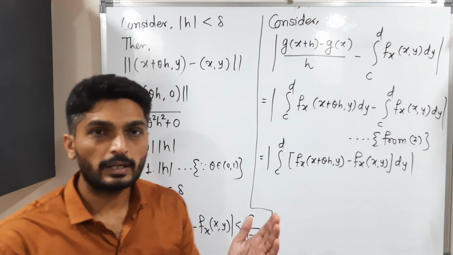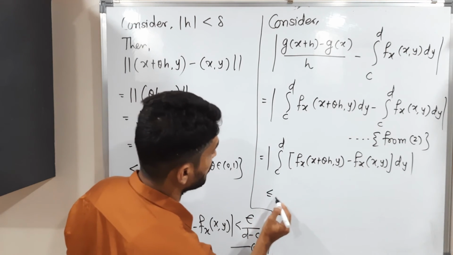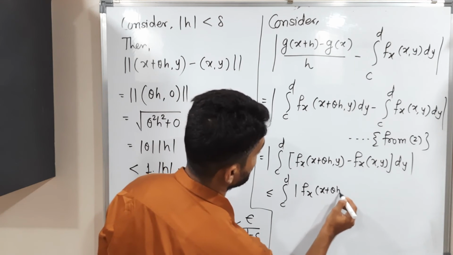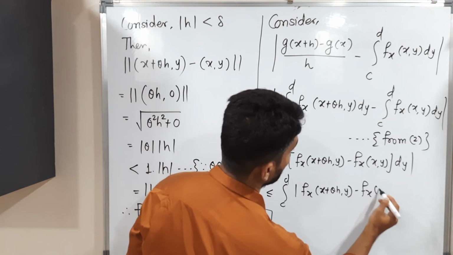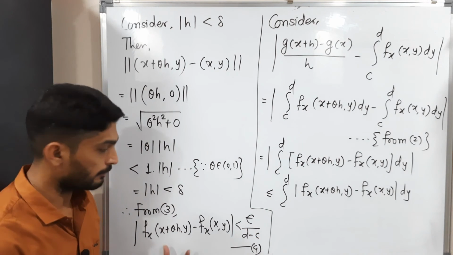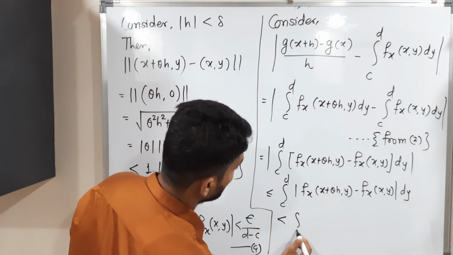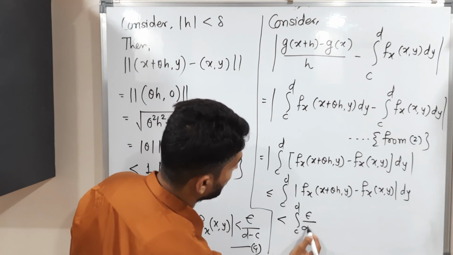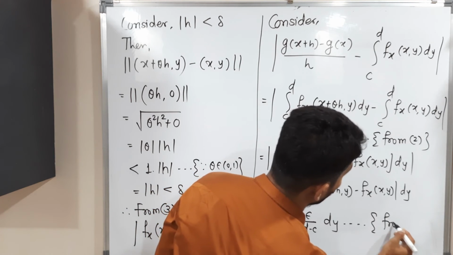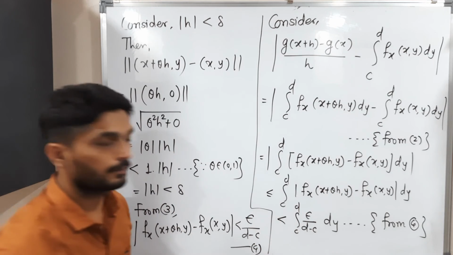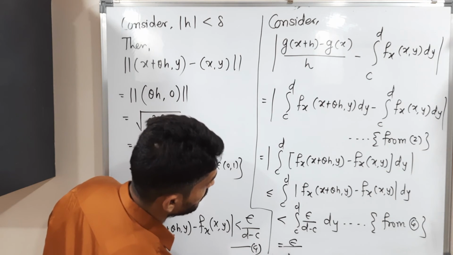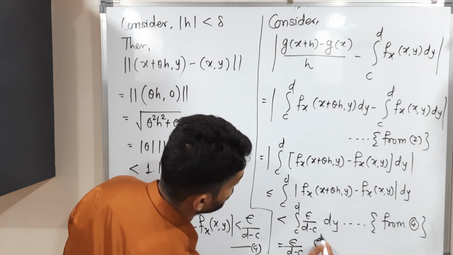So you can take mod inside the integral. So this is less than or equal to integration c to d mod fx x plus theta h y minus fx xy dy. Already we have proved it is less than from inequality number 4. This is less than integration c to d epsilon by d minus c dy from 4. So epsilon by d minus c is a constant. We can take outside integration: epsilon by d minus c times integration c to d dy.